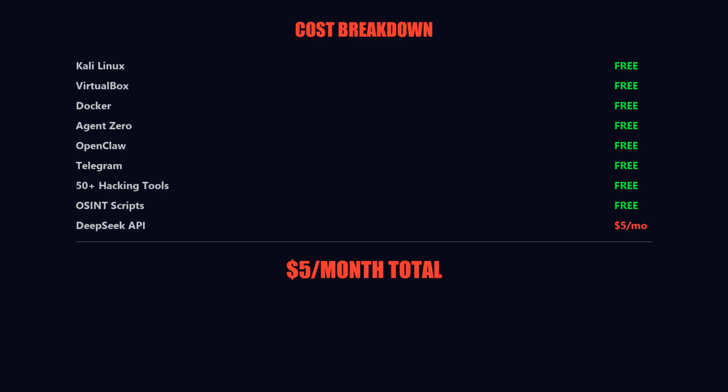Our setup. Kali Linux, free. VirtualBox, free. Docker, free. Agent Zero, free. OpenClaw, free. Telegram, free. 50+ hacking and OSINT tools, free. DeepSeek API, $5 gets you millions of tokens. That's hundreds of penetration tests. Hundreds of OSINT investigations. Hundreds of scans. For less than a cup of coffee per month. $5 Hacker Buddy. That's what this is.